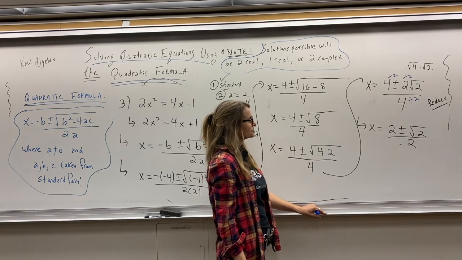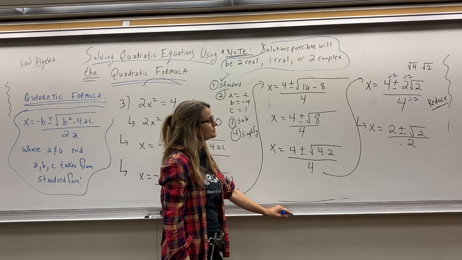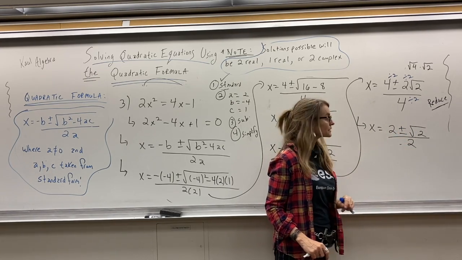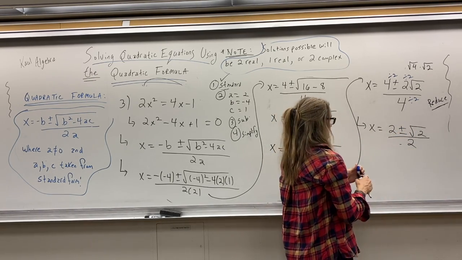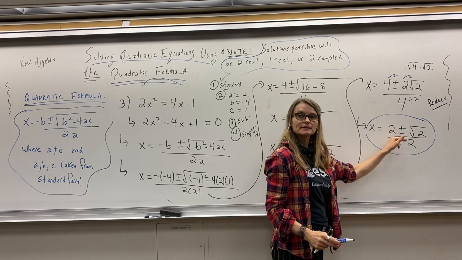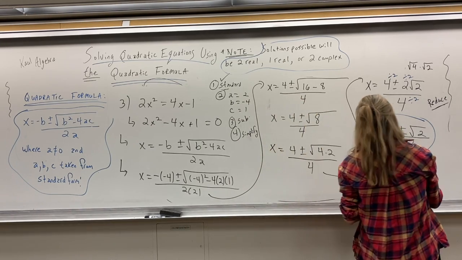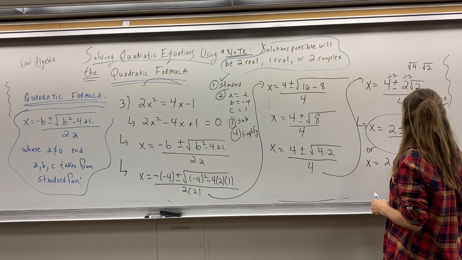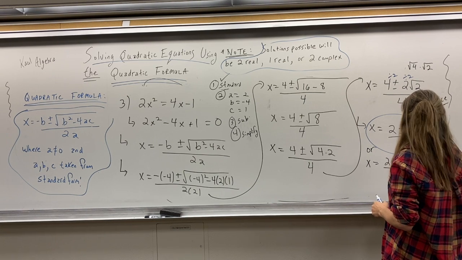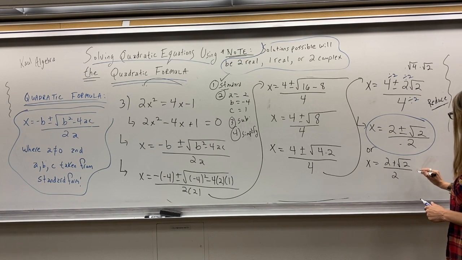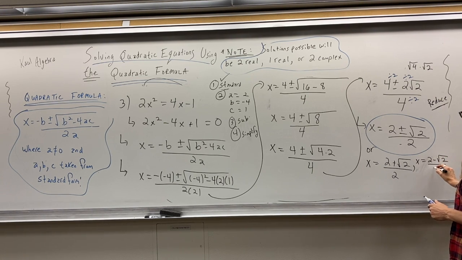Okay. And if you look at that, that is as far as you can go. There's no other excess factors that you could take out. That is your solution. So you can leave your solution like this, or since we recognize the plus or minus as being like 2 distinct solutions, we could say one of your solutions is going to be x equals 2 plus the square root of 2 over 2, and the other solution will be x equals, make sure that we stay within the camera, x equals 2 minus the square root of 2 over 2.